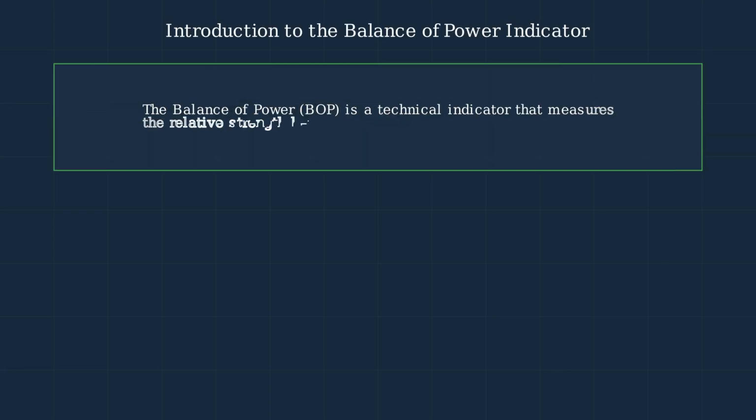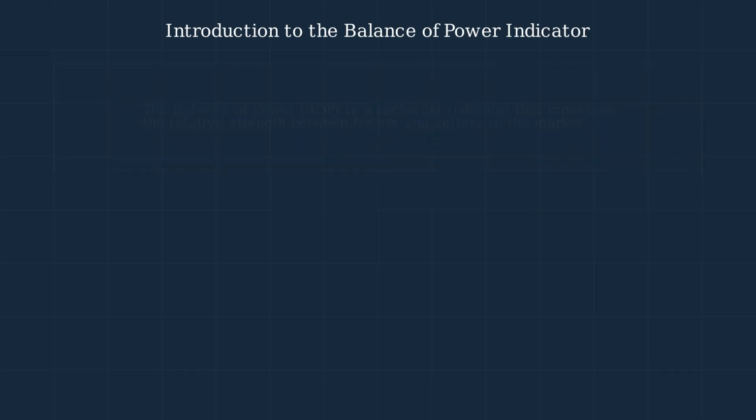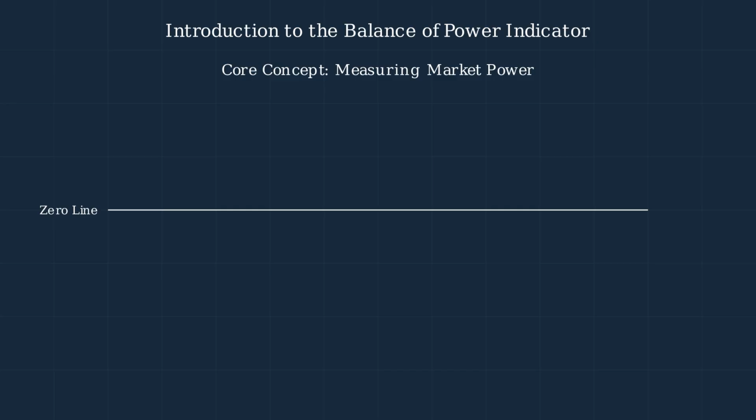The balance of power indicator is a powerful technical analysis tool used by traders around the world. The core concept behind the balance of power indicator is measuring the relative strength between buyers and sellers in the market. When buyers are in control, the indicator moves above the zero line, showing buying pressure. Conversely, when sellers dominate, the indicator drops below zero, indicating selling pressure.